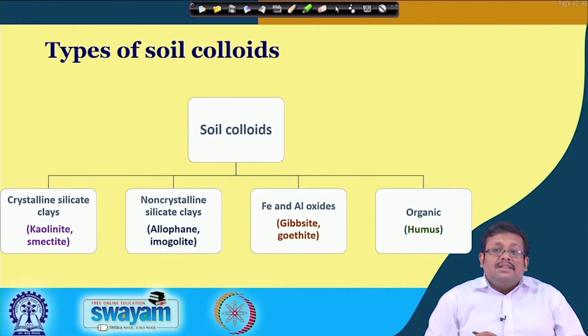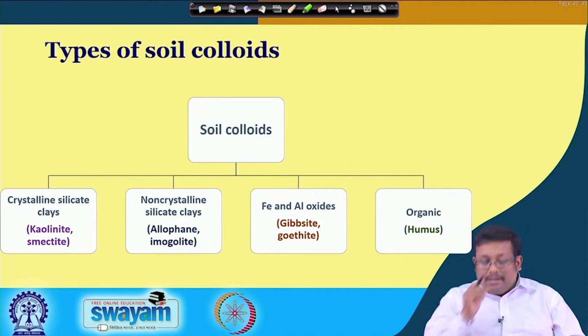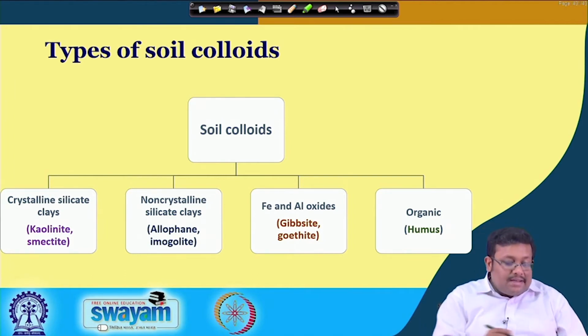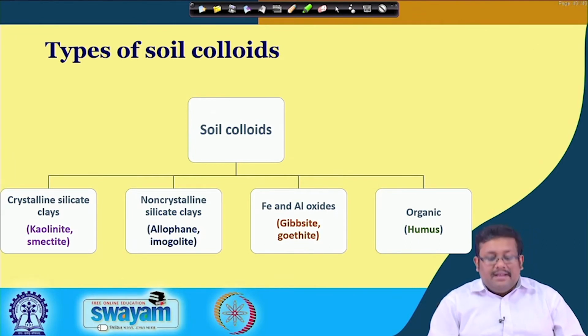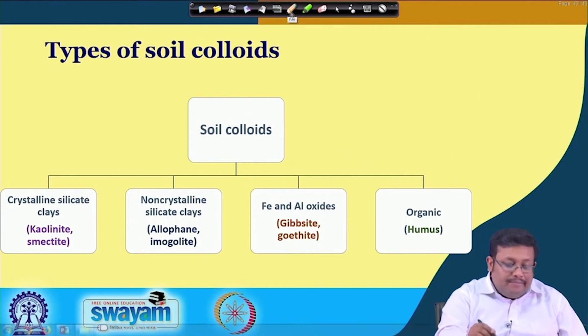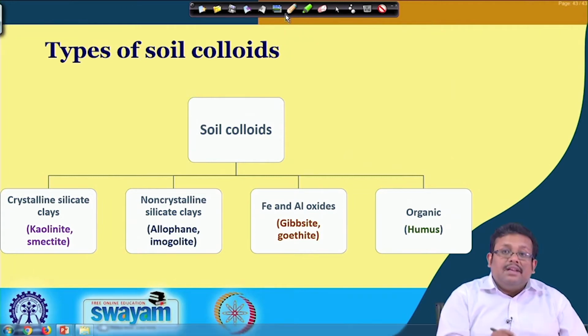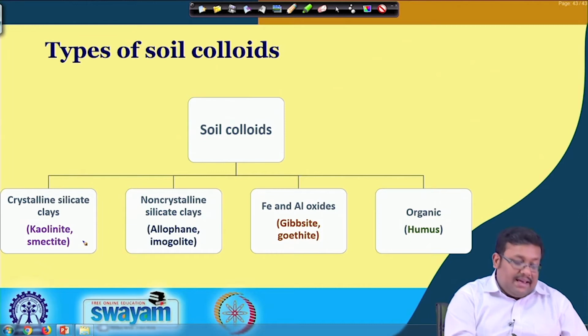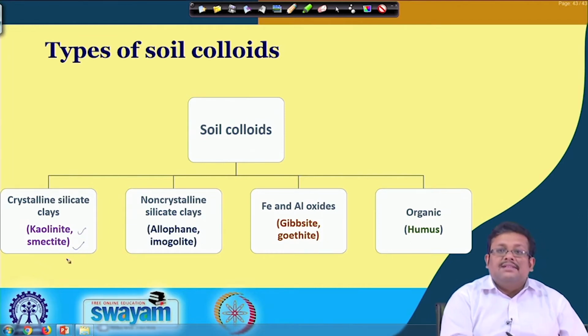Well, soil colloids can be differentiated into 4 major groups. One is crystalline silicate clays, another is non-crystalline silicate clays, then iron and aluminum oxides, and finally organic colloids or humus. So, this crystalline silicate clay is basically composed of some clay minerals like kaolinite and smectite. We will discuss their structure and properties later on.